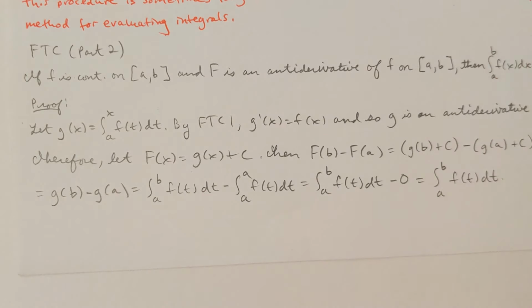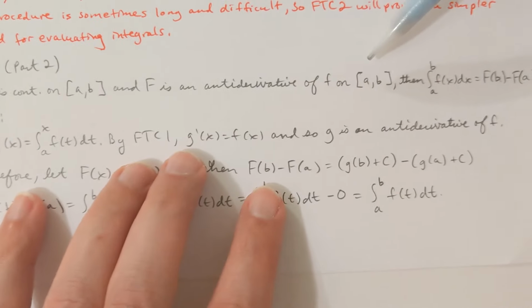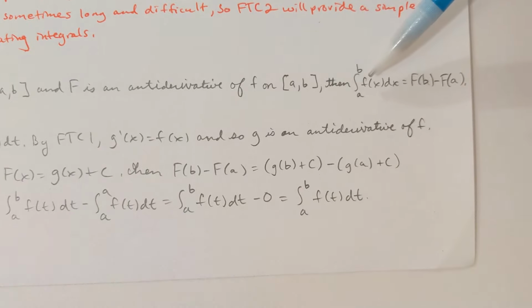So here's what the fundamental theorem part 2 says. If f is a continuous function on a closed interval [a, b], and capital F is an antiderivative of little f on that interval, then the definite integral going from a to b of f of x dx is capital F of b minus capital F of a. In other words, all we have to do is take the antiderivative, plug in the upper bound into the antiderivative, and then subtract the antiderivative evaluated at the lower bound.